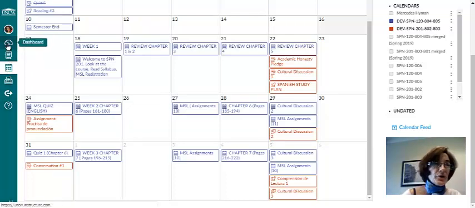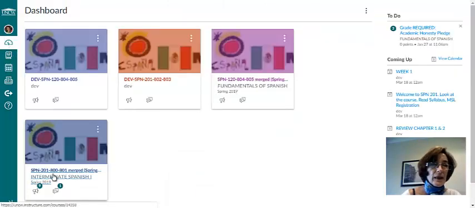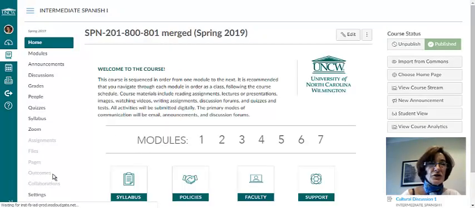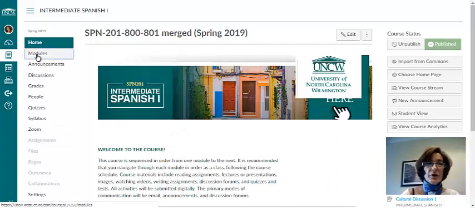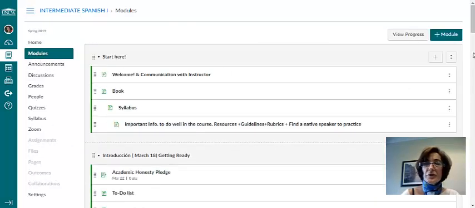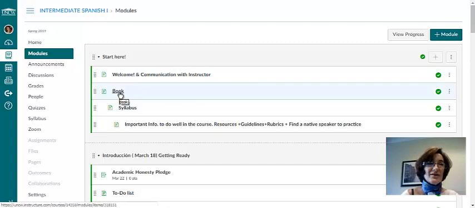Now, going back to the course, I want you to look at the word modules. When you click on the word modules, you're going to get information about what you have to do every single week. Because we are at the very beginning of this course, you have at the top of the module the syllabus, the book that we're going to use that is connected with My Spanish Lab.